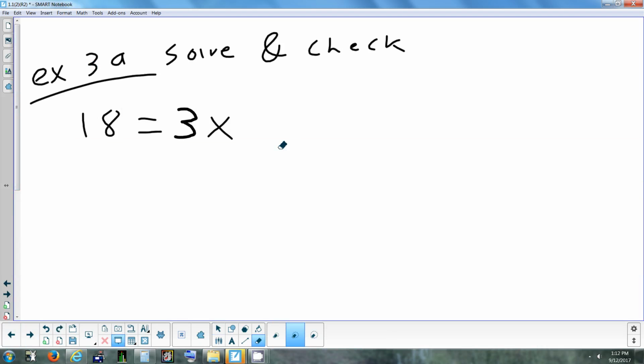All right? So like Mallory just told us, the 3 with the x right next to it means 3 times x. Not plus, not minus, right? 3 times x.